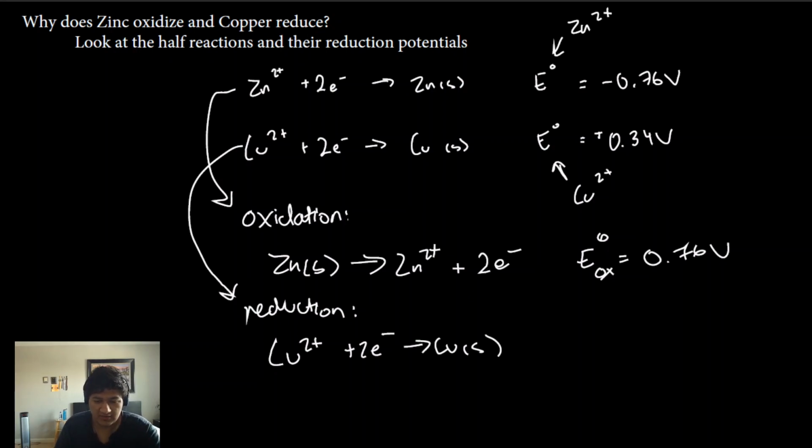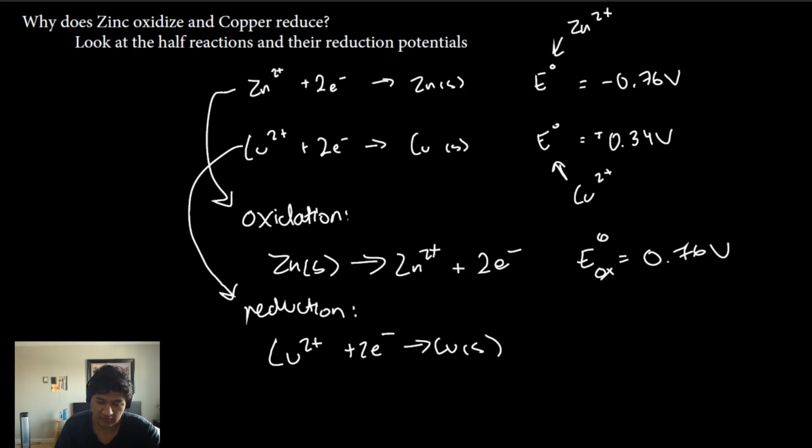Check if it's balanced. How are we going to check that? Well, there's a 0 charge over here. There's a 2 plus and 2 electrons here. That also becomes 0. It's balanced. There's 1 Zn here. There's 1 Zn here. It's balanced. On the reduction side, there's 1 copper on both sides.